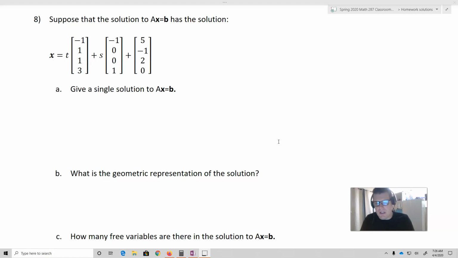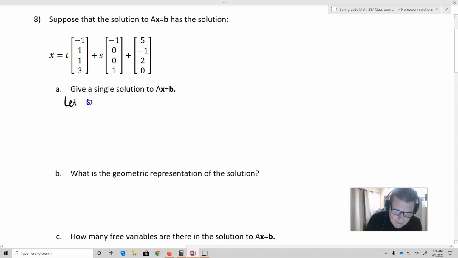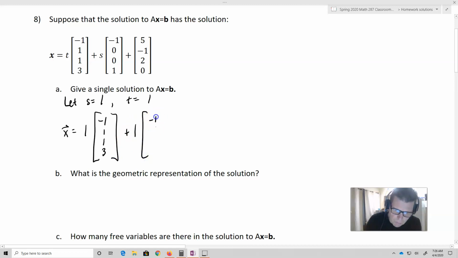All this means is just give me a particular solution, one value if we selected values for s and t. So let's let s equal 1, and we'll let t equal 1. Then x is going to equal 1 times (-1, 1, 1, 3), plus 1 times (-1, 0, 0, 1), plus (5, -1, 2, 0).